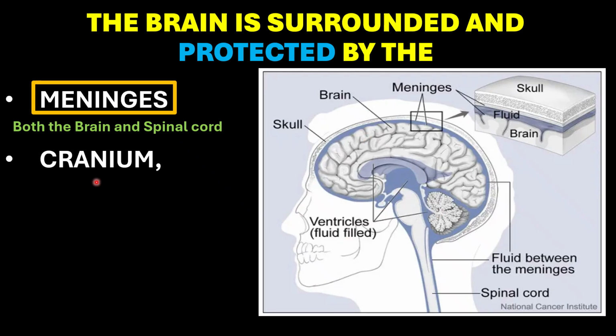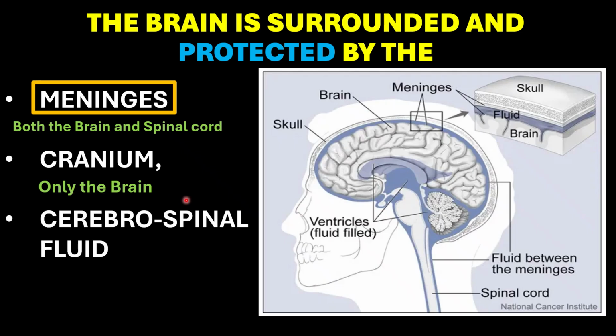So there are other protective parts of the brain. We have the cranium. The cranium protects only the brain. So the brain is here, and the cranium is the round bone that encloses the cerebrum and the cerebellum and the other parts of the brain. But here you can see that's the spinal cord, and the spinal cord is outside the cranium, and that is why here it is stated the cranium protects only the brain.